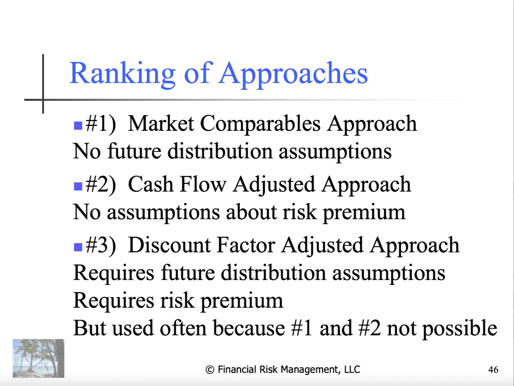One important thing in your future as a quantitative financial analyst is that you will be asked to opine or appraise the fair value of a particular instrument. The ranking: the most accurate way to come up with a fair value is to use the market comparables approach, if at all possible. Unfortunately, it's not possible in many different contexts. The cash flow adjusted approach is second. If I can do the self-financing dynamic replication required, then I can apply this method, and I don't have to make assumptions about risk premiums and I don't have to rely on subjective expectations. The worst method of valuation, although we use it frequently, is the discount factor adjusted approach. It requires future distribution assumptions to come up with the expectation calculation, as well as risk premiums. It's often used when market comparables and the cash flow adjusted approach are not possible.